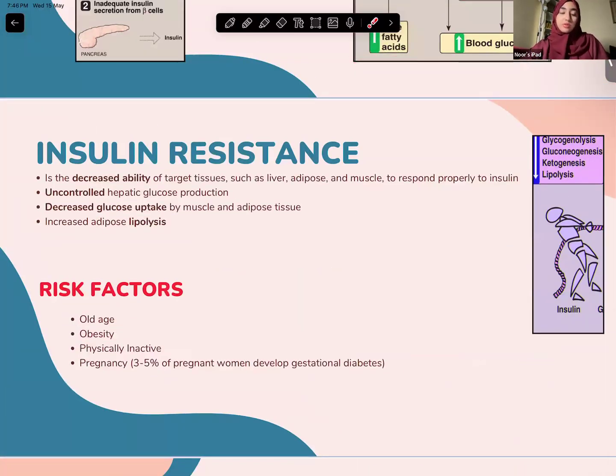Now, coming back to insulin resistance again, just let me see if there's any question. Okay. So insulin resistance again is the decreased ability of the target tissues such as liver, adipose, and muscle to respond properly to insulin. There is uncontrolled hepatic glucose production. There is decreased glucose uptake by muscle and adipose tissue. There is increased adipose lipolysis.